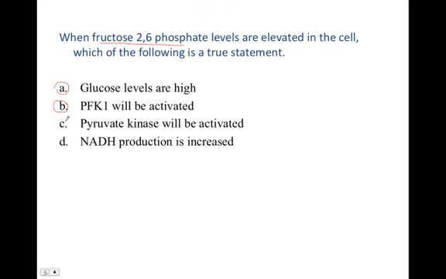C. Pyruvate kinase will be activated. I would agree that this is also true. Pyruvate kinase is stimulated by high levels of fructose 1,6-bisphosphate, and in the case of a situation where fructose 2,6-bisphosphate is elevated, the 1,6-bisphosphate is probably also elevated. D. NADH production is increased. This is also true. Elevation of fructose 2,6-bisphosphate suggests an increased flux through glycolysis and subsequently the increase in the production of NADH. So in this case, all of these are true statements.